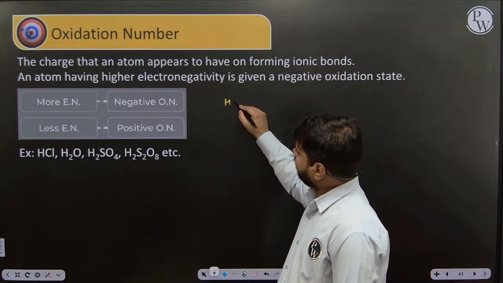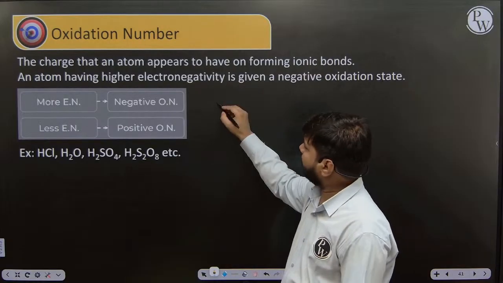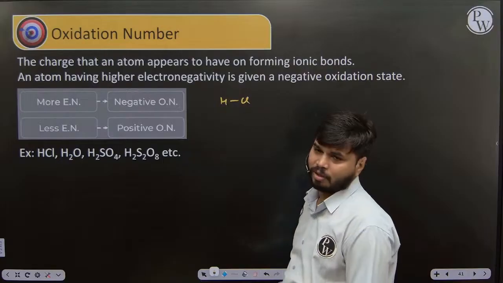Suppose you are having HCl. ठीक है, suppose you are having the HCl, right? You already know there is a covalent bond in HCl.